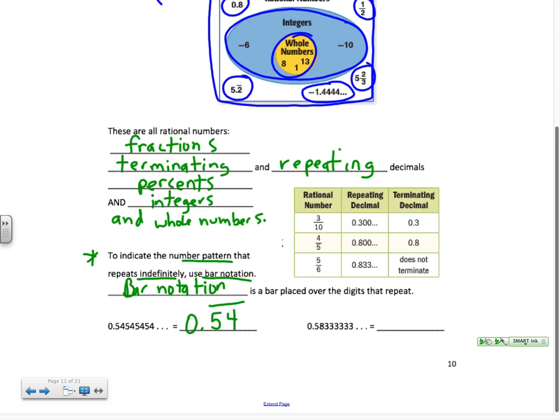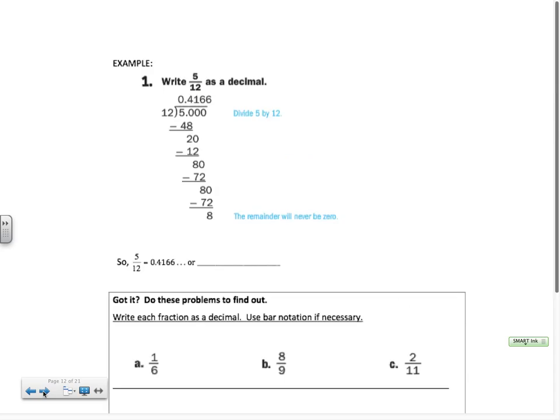If we look at our next example, 0.58333333 with dot dot dot, that means the 3 repeats. Our bar notation, so we don't have to keep writing all those 3s, is 0.583, and we put the bar just above the 3 because that's the number that repeats. Let's take a look at some examples on the next page.